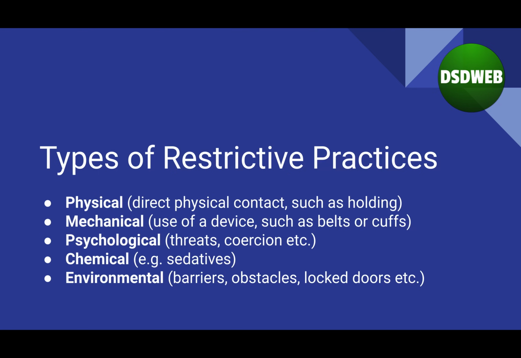Chemical restraints involve the use of chemicals or medications to subdue an individual. For example, an individual that is experiencing a mental health crisis may be given a sedative by a doctor if it is deemed to be in their best interests. Environmental restraints are when an individual does not have freedom to move around or access their environment because there are barriers or obstacles in the way. For example, food cupboards that are locked so that an individual is unable to help themselves to a snack could be an environmental restraint.